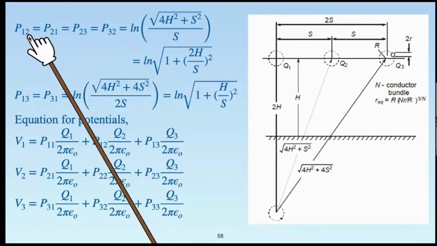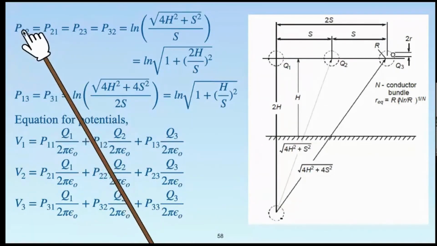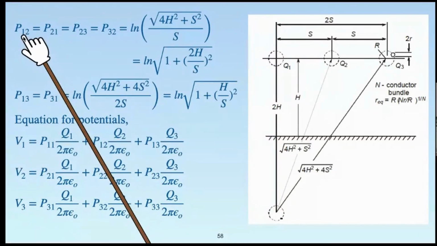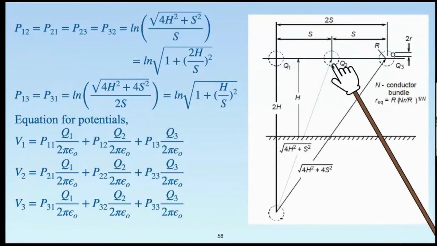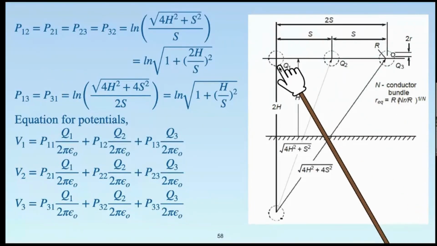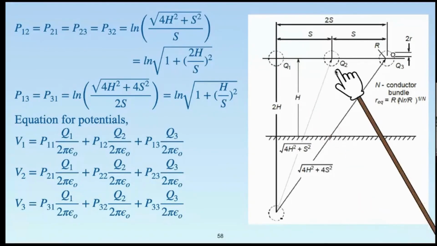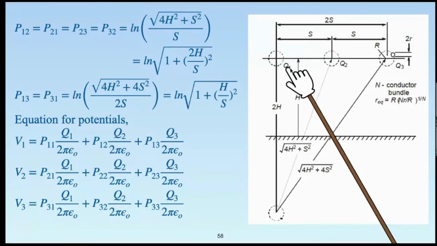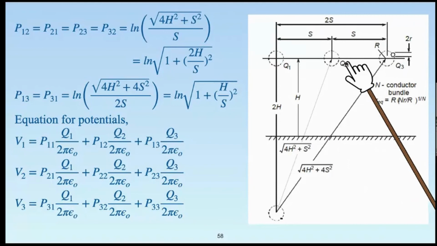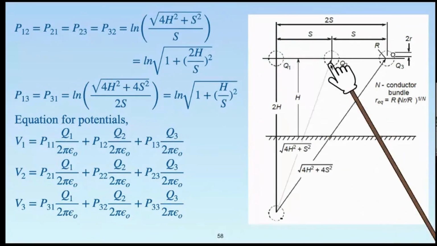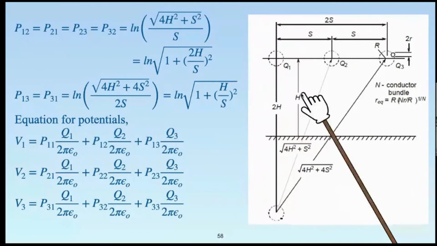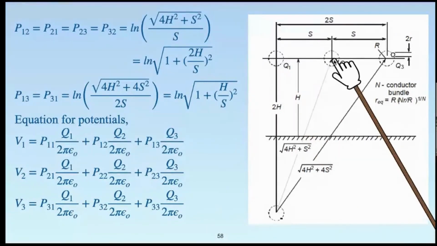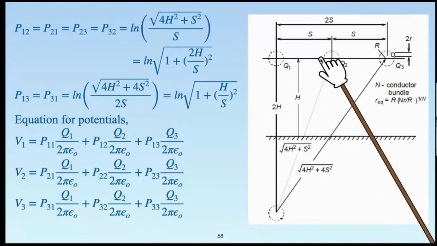One is P12, Maxwell's potential coefficient due to charge on conductor 2 on conductor 1. So P12 is relating surface gradient, dimensions of conductor 1 and conductor 2. So charge on conductor 1 and then effect on conductor 2, or charge on conductor 2 and effect on conductor 1. In either case, their heights are the same, the distance between them is s, and the distance between the images and the conductors is known to you here.